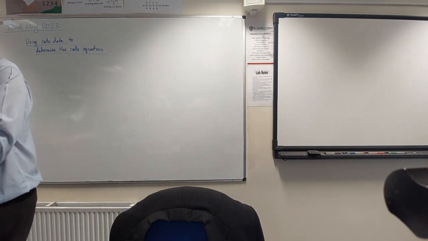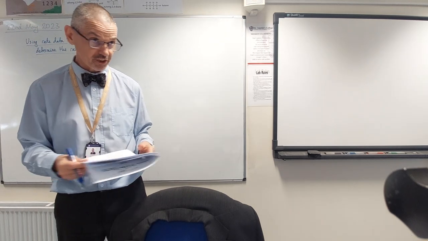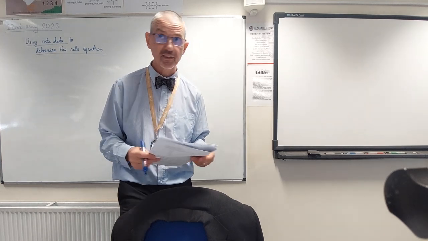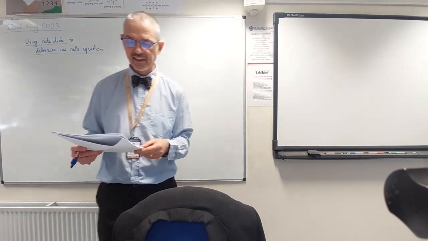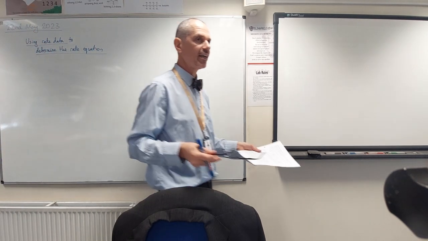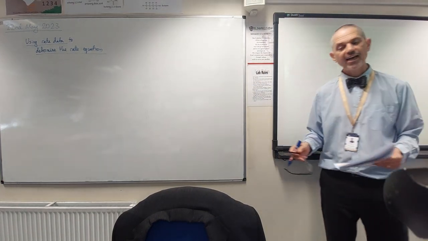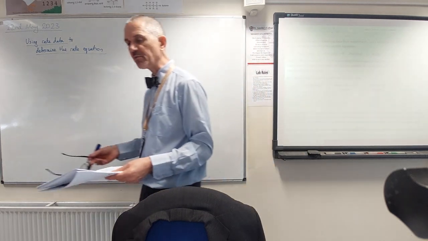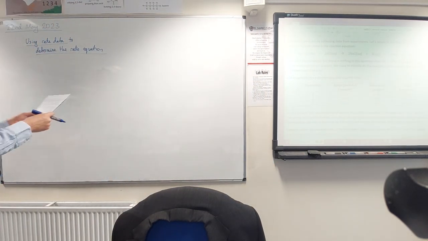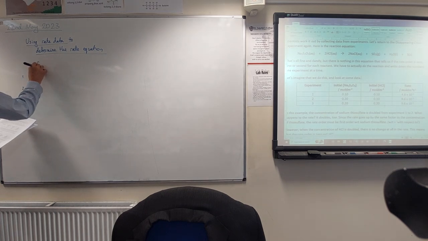For three different experiments where we're changing the concentration of thiosulfate and the concentration of HCl. Is everyone with me on page 11? It says, let's imagine that we do this and look at some data. So we're going to do the reaction of thiosulfate and HCl. We've got some way of measuring rate. Let's not worry too much about what that is. And we do the experiment with three different experiments for different concentrations.